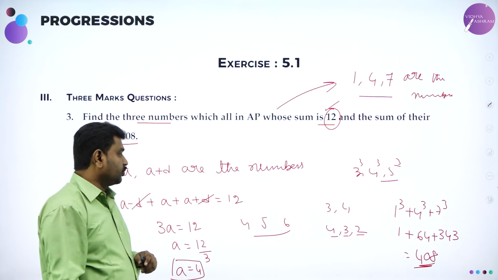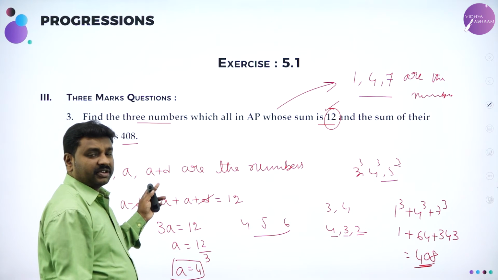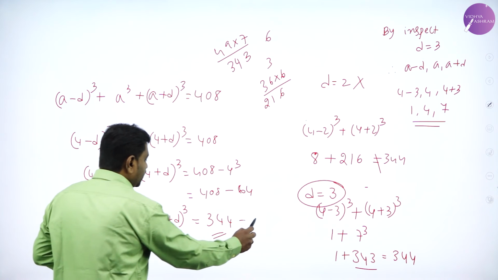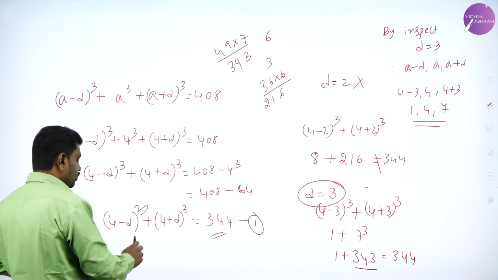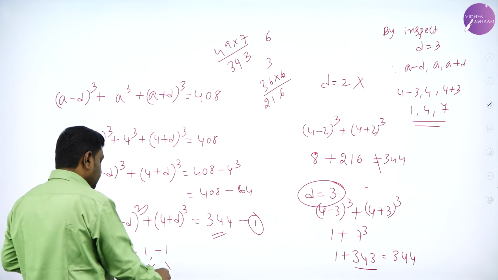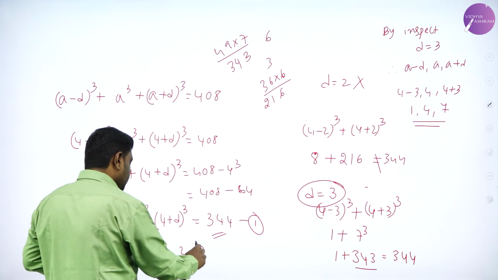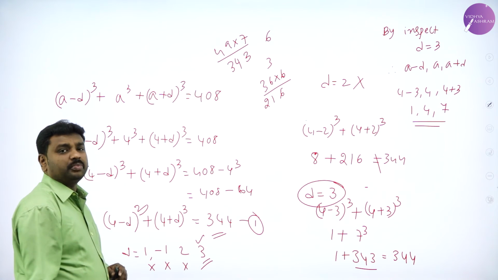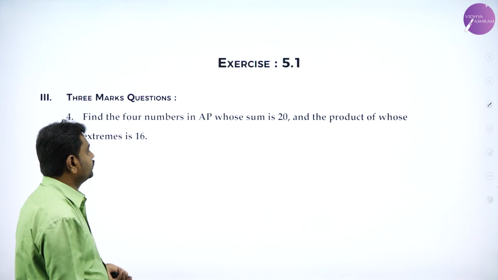What are the numbers? 1, 4, 7. For 3 numbers, take a minus d, a, a plus d. And for the sum of their cubes, simplify till this. You will get equation 1 and you now do inspection. I tried d as 1, it failed. Minus 1, it failed. Then I tried 2, failed. Then I tried 3, it becomes a success. That's it. Or you can do the a minus b whole cube expansion also. Next.